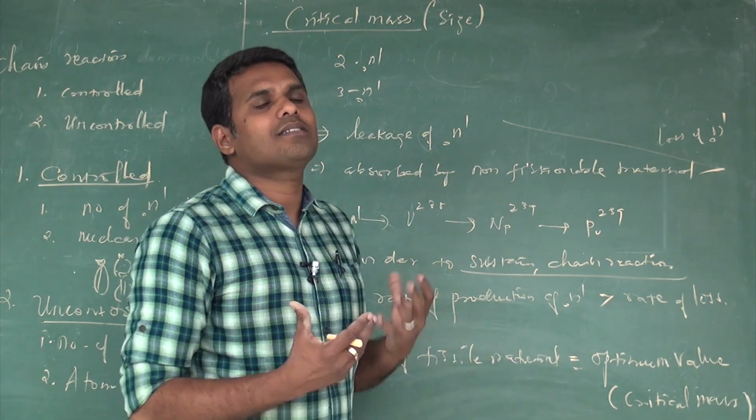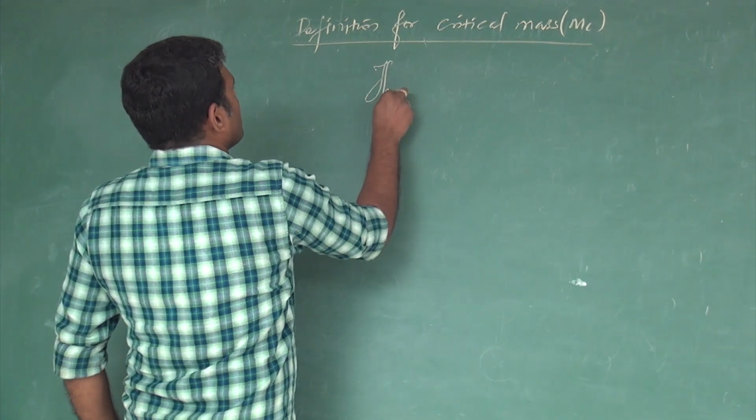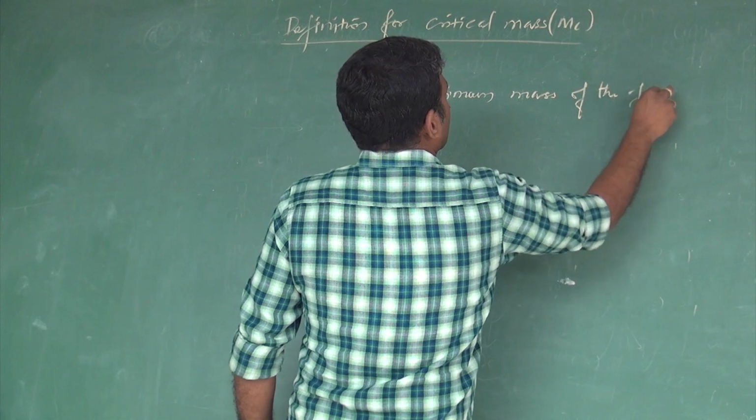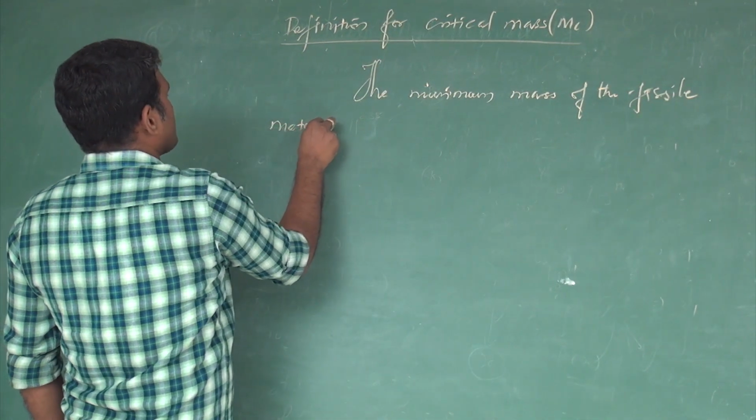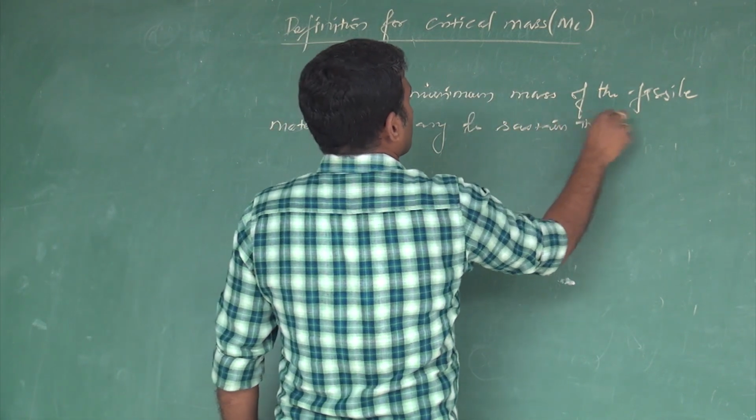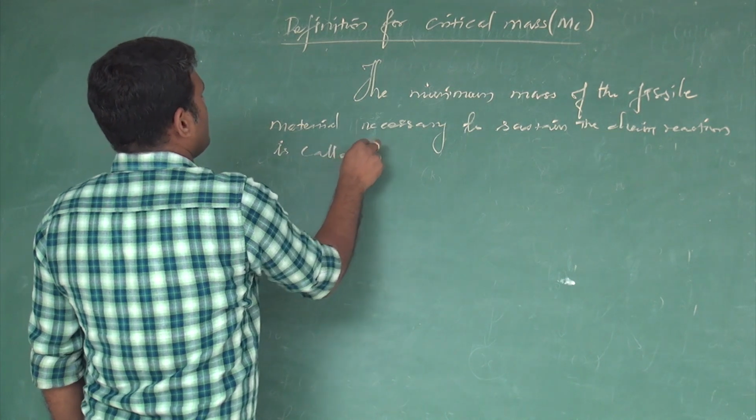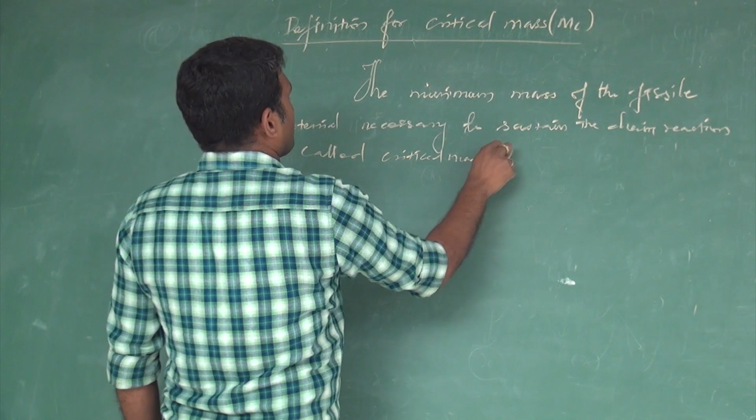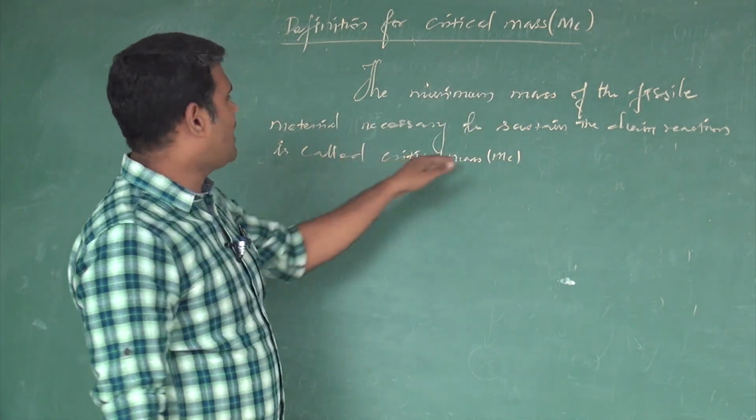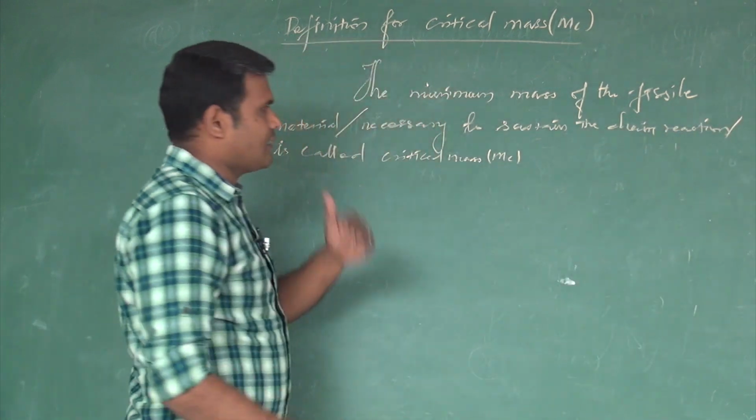So now we shall define critical mass. The minimum mass of the fissile material necessary to sustain the chain reaction is called critical mass, which is denoted by M suffix C. So the minimum mass of the fissile material necessary to sustain the chain reaction is called the critical mass MC.